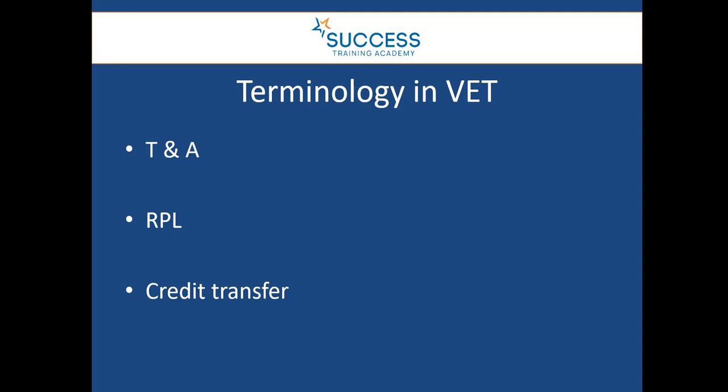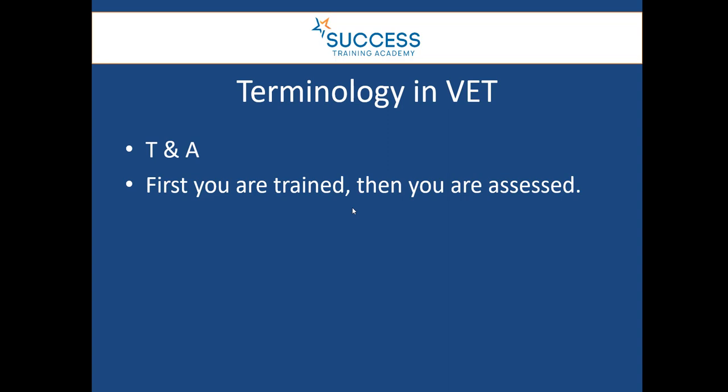And let's say in hospitality, maybe you studied a unit with another RTO, and then you stopped your course with that RTO and joined a different RTO to continue your study. Well, you would be able to show them what you have studied up till that point, show them the statement of attainment, and you would get credit transfer for the completed units that you have. Okay, hopefully that's made sense. Terminology in VET, all right, so training and assessment: first you are trained, then you are assessed, okay?